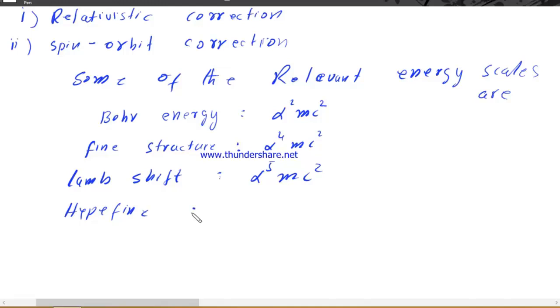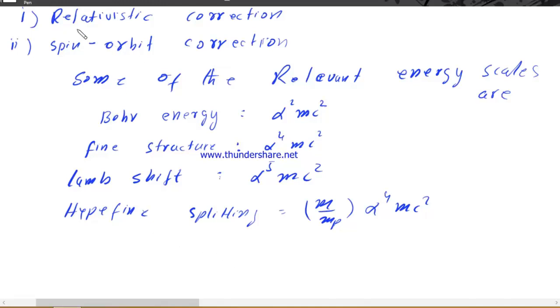The fourth one is the hyperfine splitting, which is of the order of m divided by the mass of proton times alpha 4 mc square, which is smaller than the Lamb shift and the fine structure, and is due to the magnetic interaction between the dipole moments of electrons and protons.